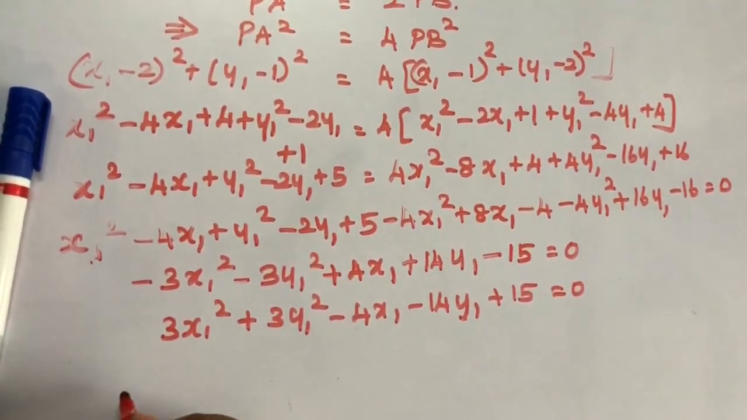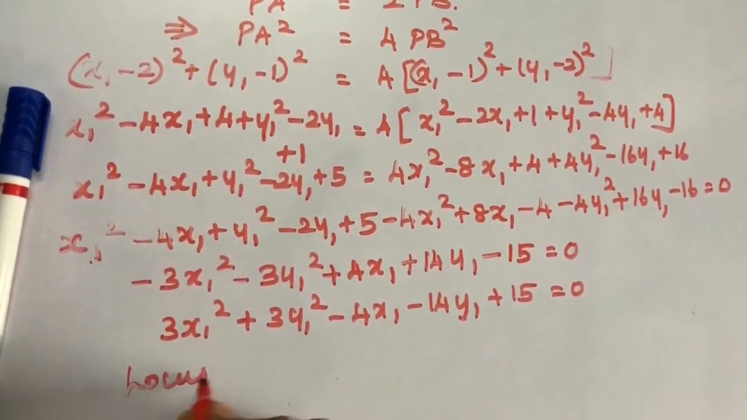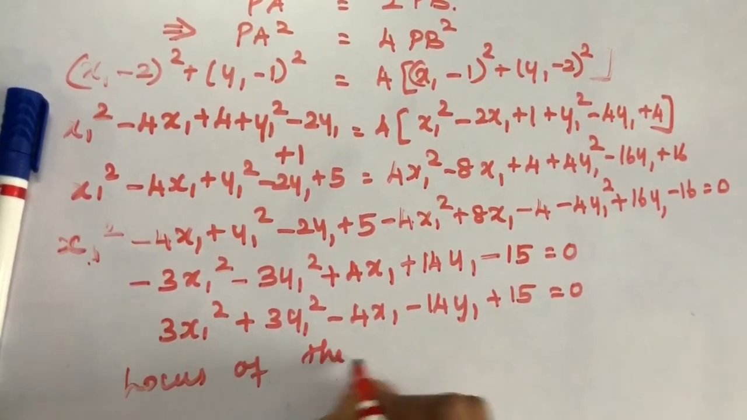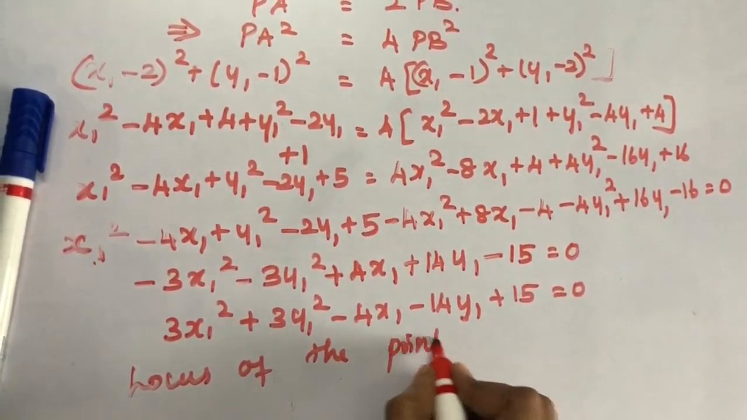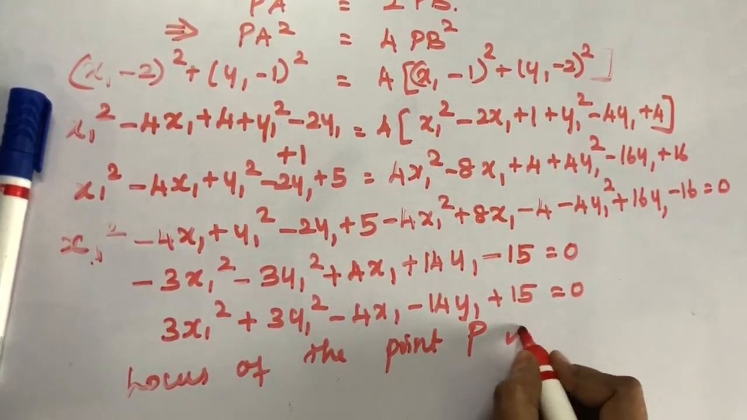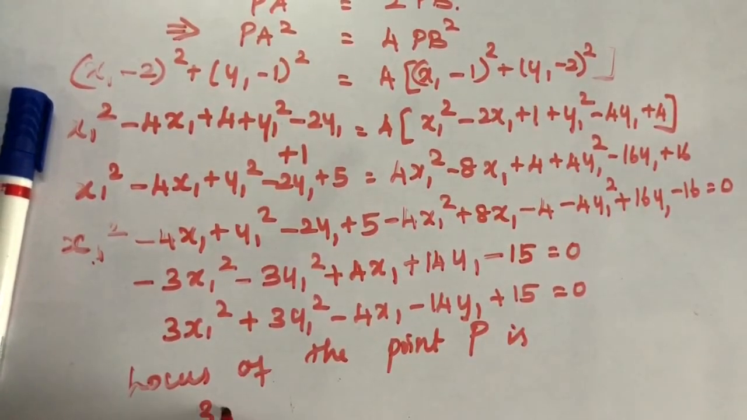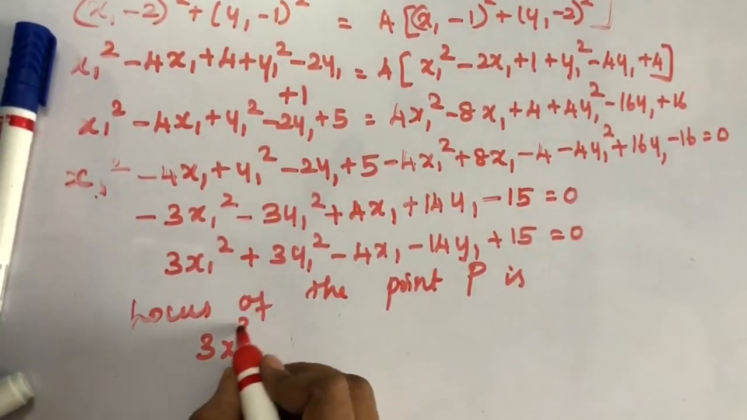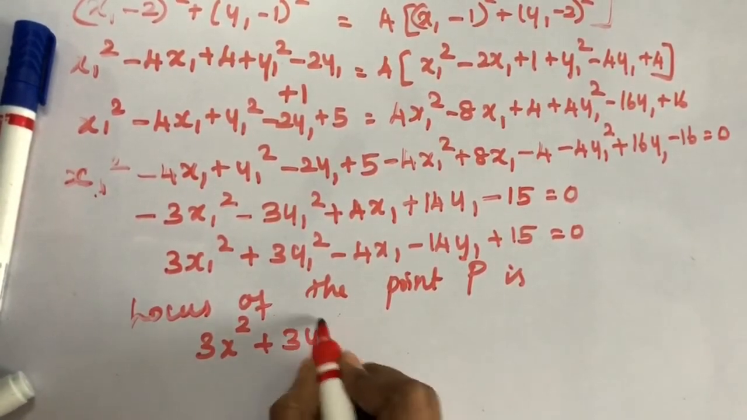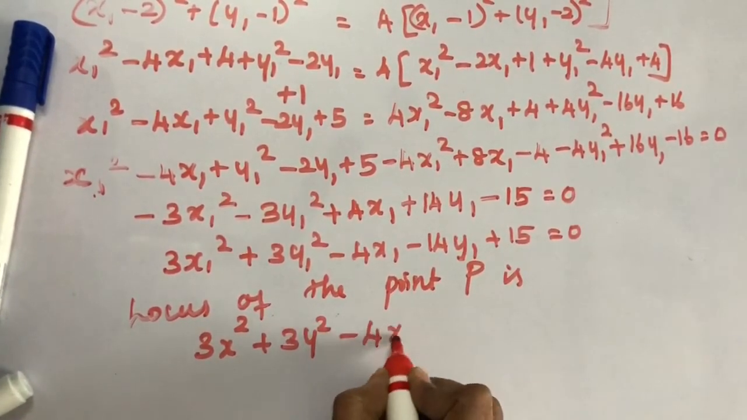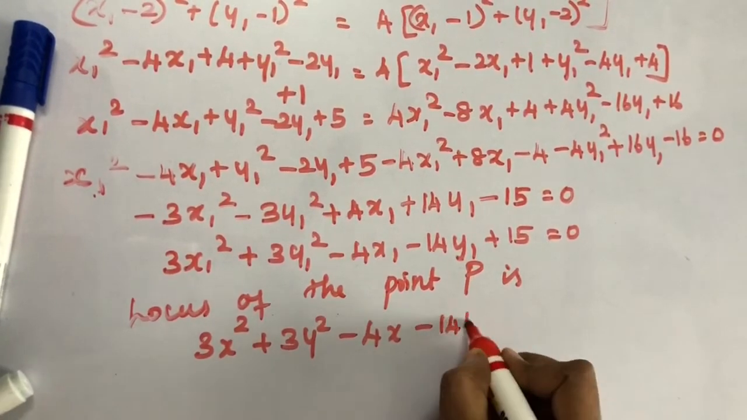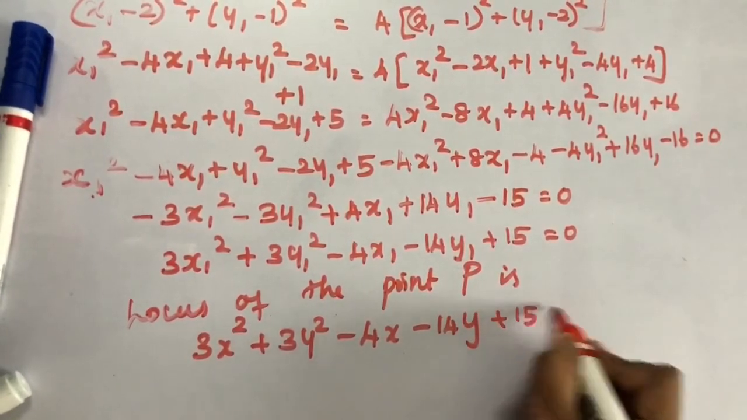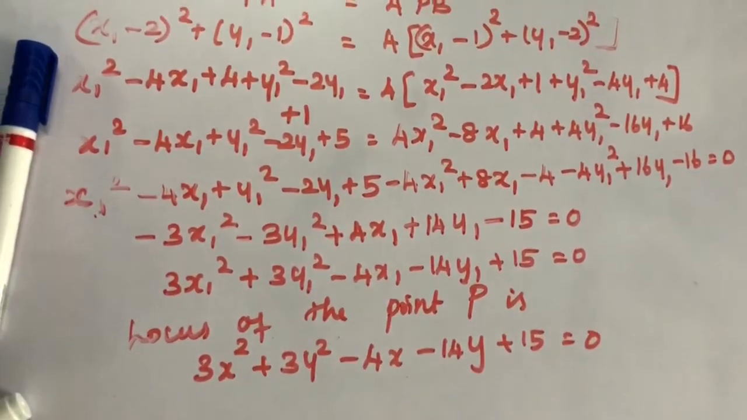So the locus of the point P is 3x square plus 3y square minus 4x minus 14y plus 15 is equal to 0.